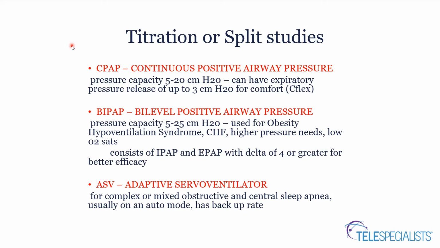The third kind that we don't hear as much about is an adaptive servo ventilator, which is known as ASV. This is really used for complex sleep apnea or mixed sleep apnea, which is obstructive and central at the same time. And these are often on auto mode. The cool thing about these is they can sense the patient's breathing, and they can provide a breath when the brain does not trigger a breath.